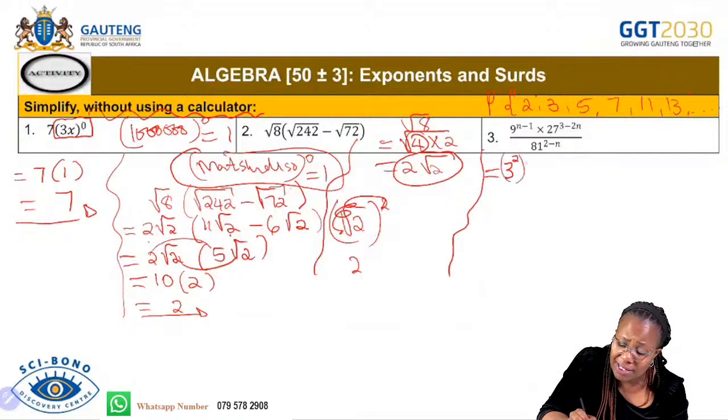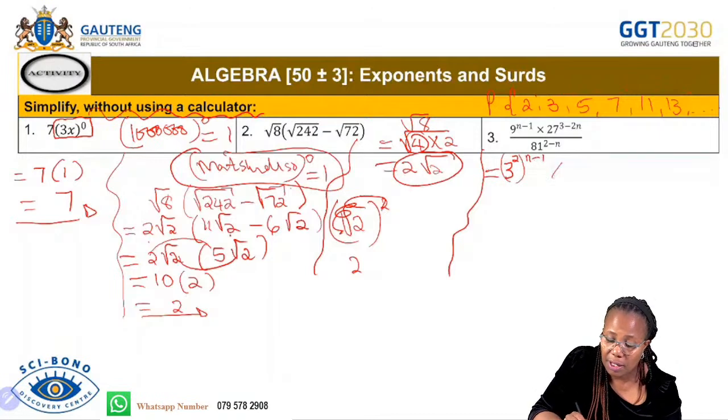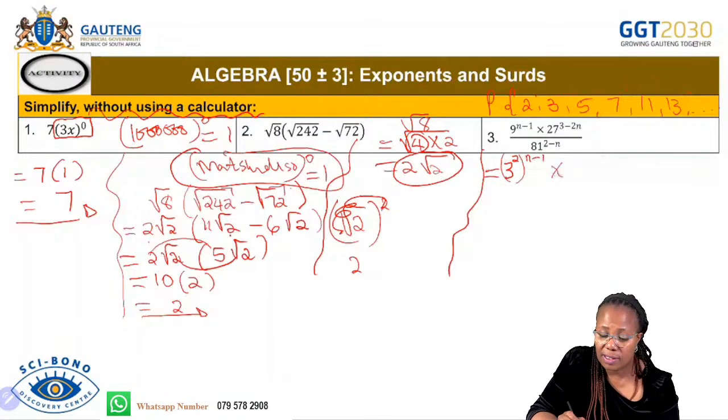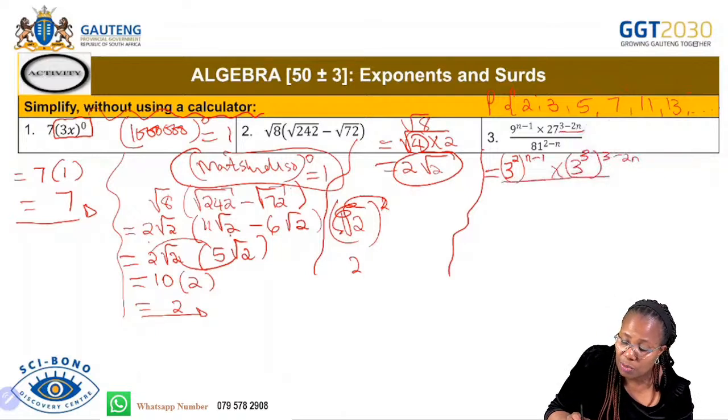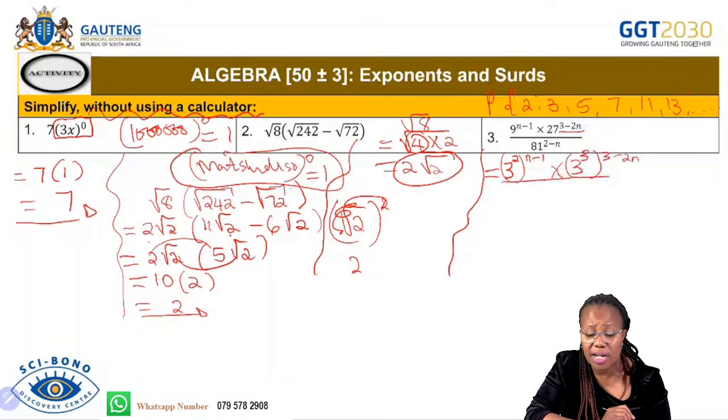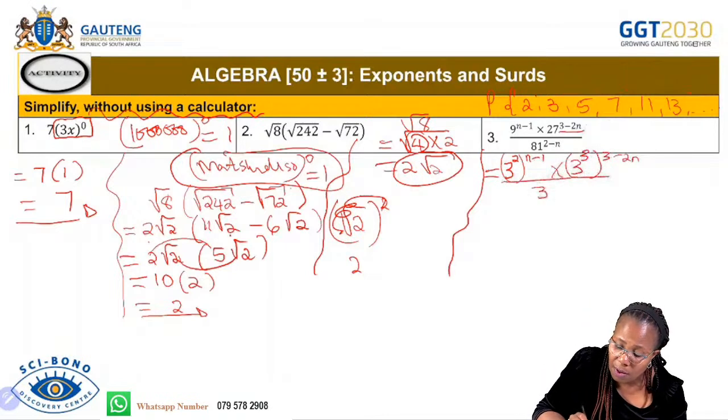And then remember this 9, it has an exponent n minus 1. Multiply by 27 is 3 to the power what? 12 is 3 to the power 3. Okay, and then now we can even write that 3 to the power 3. Check the exponent there, 3 minus 2n. Bring down the exponent. And then on the denominator, we are having 81. What is 81? 3 to the power of 4. And then bring down the exponents 2 minus n.